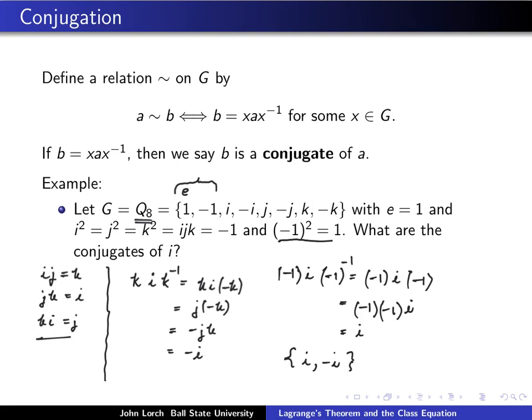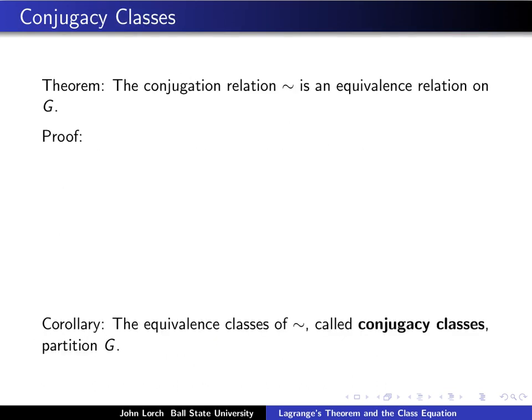So one thing this tells us, because this set has size larger than 1, is that there is at least something in the quaternions that i does not commute with. In particular, i and k do not commute, and that's why the conjugate of i by k is something other than i.